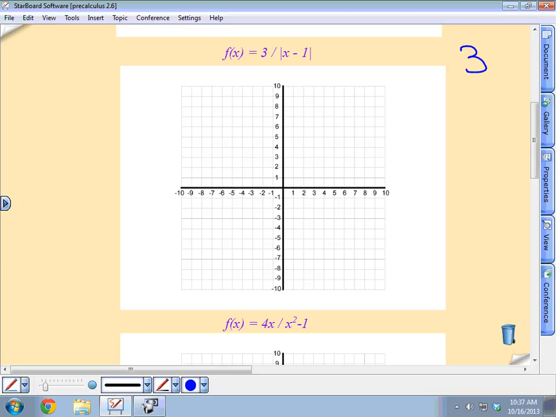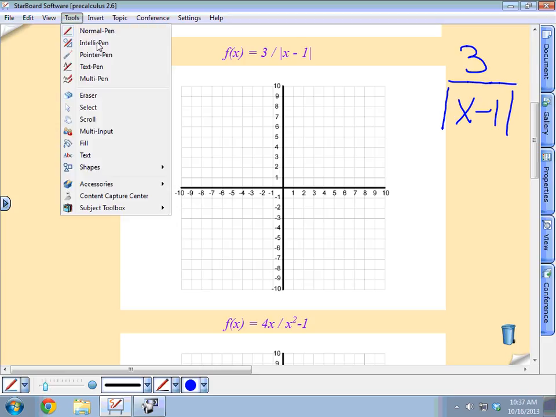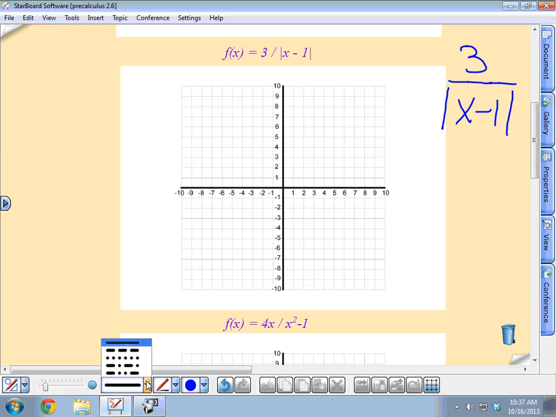Let's see here. 3 over the absolute value of x minus 1. Okay, vertical asymptotes. Do I have any vertical asymptotes? Yes. 1 and negative 1.